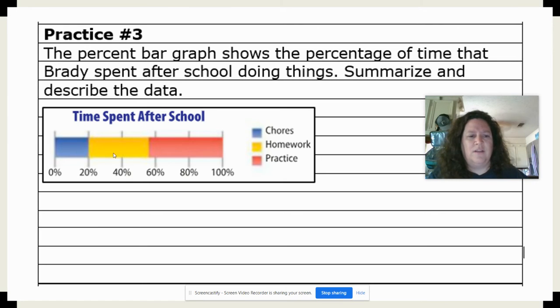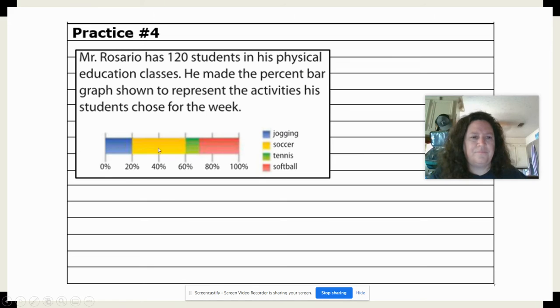So what do you think homework is? 20 plus 15 is about 35. And then practice, whether he's practicing for sports or for band, it's hard to say. It doesn't say. When I get to that last one, I like to count backwards. So I'll say 20, 40, 5. The biggest thing is I want my totals to add up to 100. Okay? So that one you're going to do on your own and just write any statement that you like.